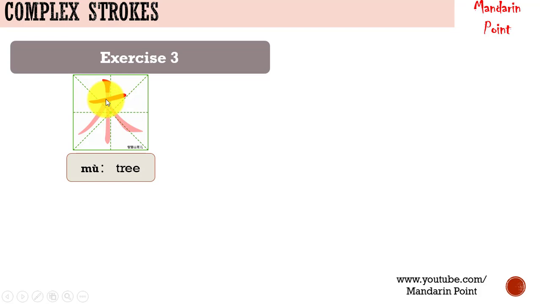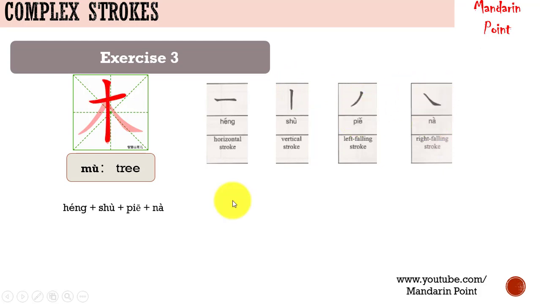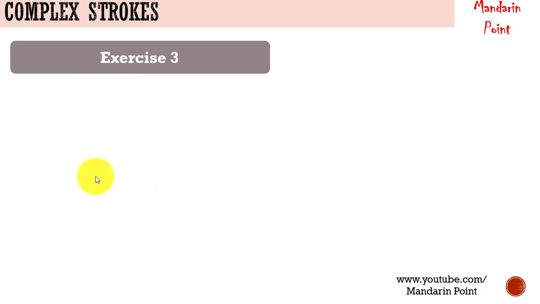This stroke is the horizontal stroke that we have studied in the previous lesson. This is shu, and this is left falling, pie, this is right falling, na. So this character is composed of 4 strokes: 1, 2, 3, 4. When these are added together in a proper way, this is going to make mu, tree. Okay, let's crack the next one.